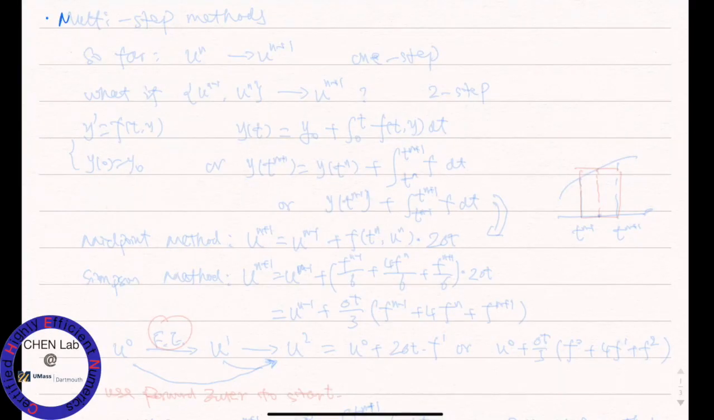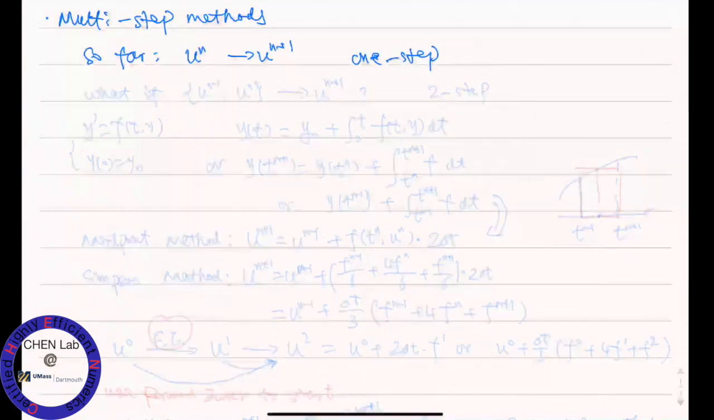So we'll talk about a few so-called multi-step methods. Right now, what we have so far is that you compute u_{n+1}. That's one step. That's called a one-step method.